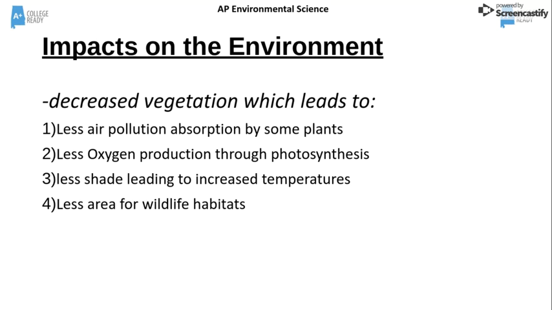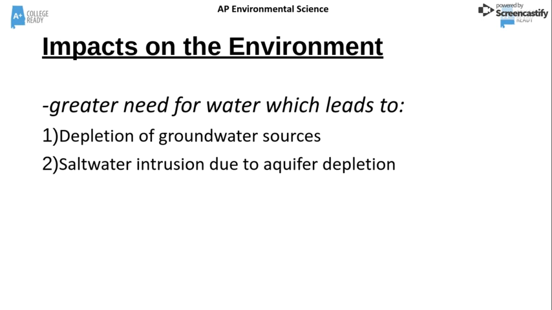Impacts of urbanization on the environment include decreased vegetation, which leads to less air pollution absorption by some plants, less oxygen production through photosynthesis, less shade leading to increased temperatures, and less area for wildlife habitats. It also leads to a greater need for water, which leads to the depletion of groundwater sources and saltwater intrusion due to aquifer depletion.